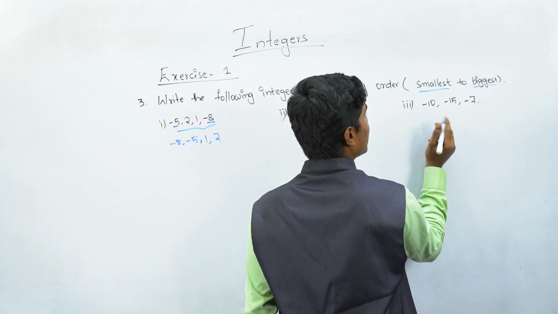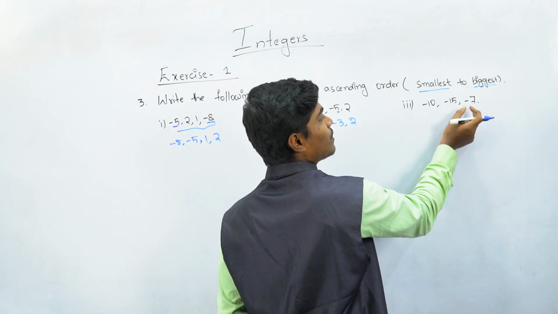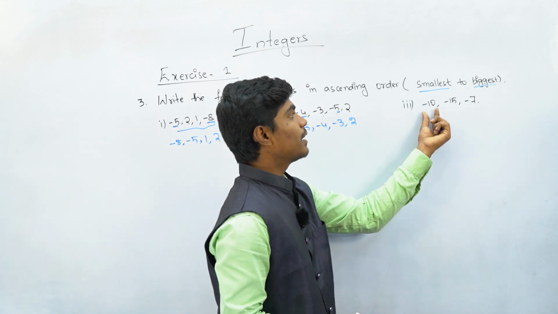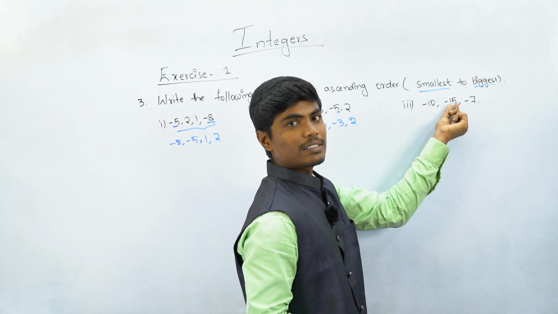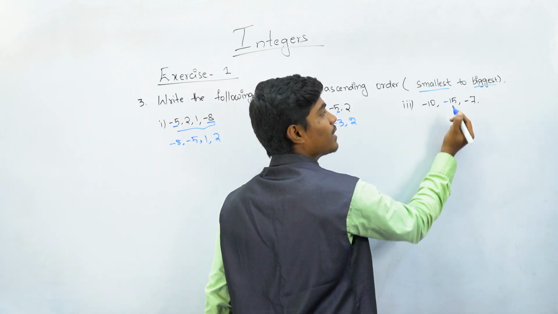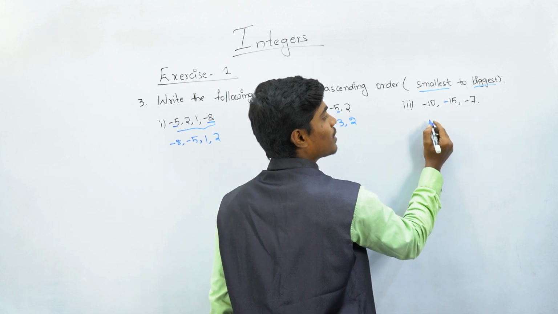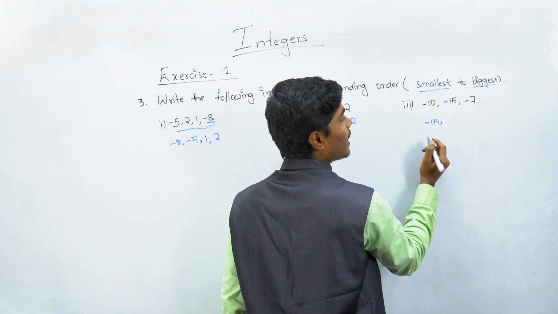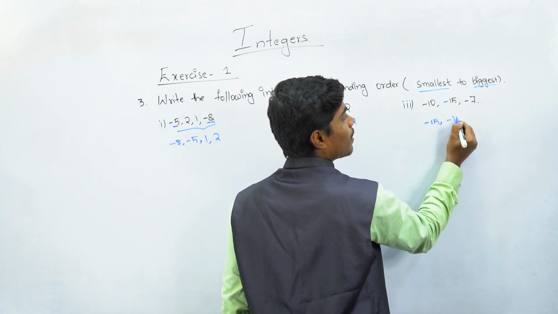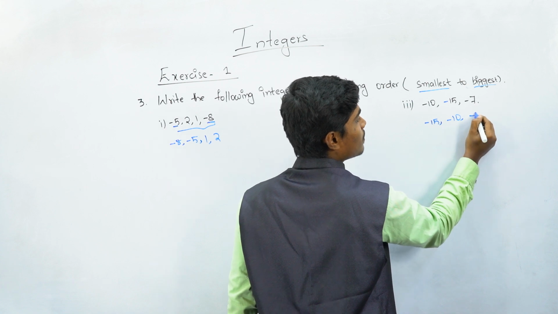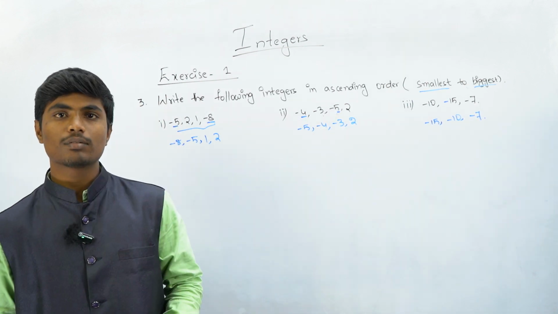Now, the third one: minus 10, minus 15, minus 7. Here, 10, 15, 7. 15 is the greatest with the negative sign, so this is the first smallest. Minus 15. Next, minus 10. Next, minus 7. You can note it down.